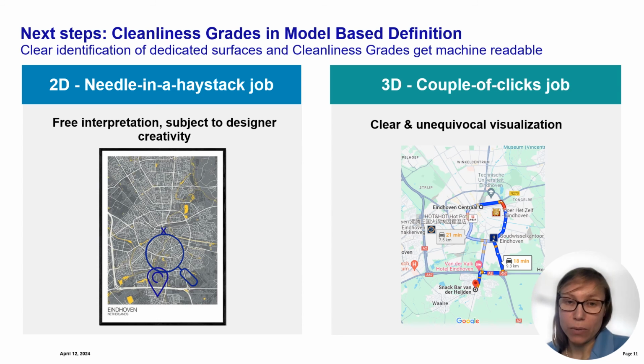You can compare it on the paper map to Google Maps. I'm sure every one of you uses Google Maps to get around in unknown places. If you're really hungry and you want to get the best fries in the region, you want to go there as fast as possible. So the cleanliness grades in the 3D model will enable shorter design and manufacturing cycles.